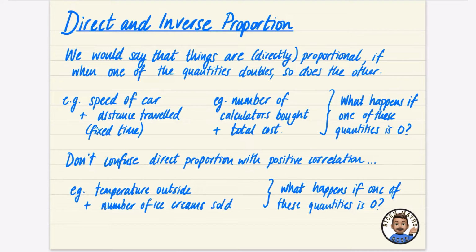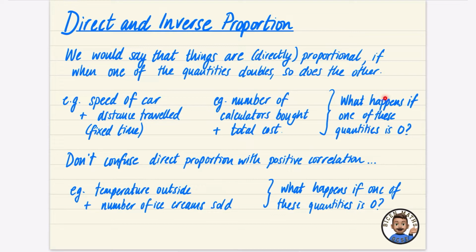And it doesn't have to just be doubling. If you triple this one, you would triple this one, or if you halved the speed of the car, it would go half as far. This would also be the same with the number of calculators bought and the total cost. So if you doubled the number of calculators that you were buying in a shop, the cost would double.